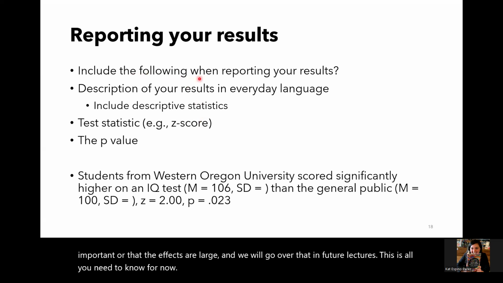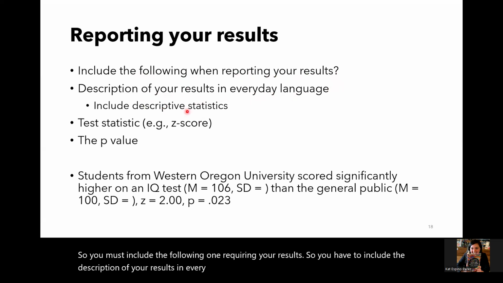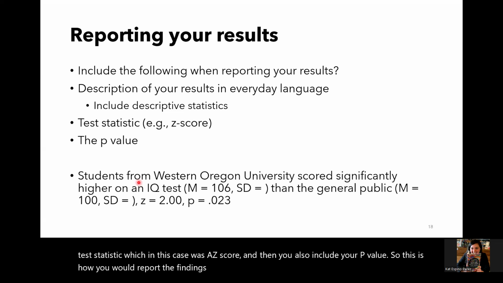So you must include the following when reporting your results. You have to include the description of your results in everyday language, include your descriptive statistics, include the test statistic, which in this case was a Z-score, and then you also include your p-value. So this is how you would report the findings from what we did today.